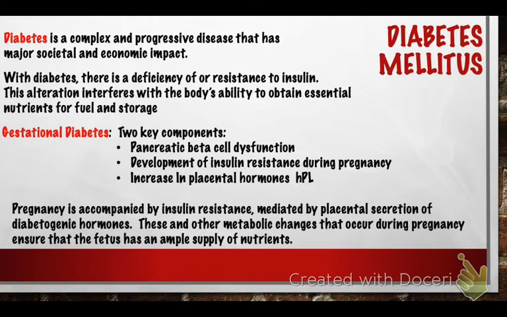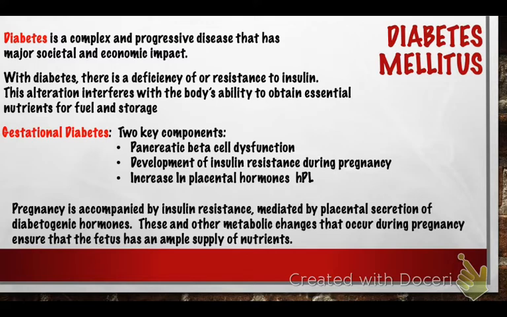Okay, so diabetes is a complex and progressive disease that has major societal and economic impact. A reduced sensitivity to insulin in the liver, muscle, and adipose tissue, and a progressive decline in pancreatic beta cell function is basically what leads to the impaired insulin secretion, which eventually results in hyperglycemia, which is the hallmark of diabetes. Now, with insulin, there is a deficiency of or a resistance to insulin. This alteration interferes with the body's ability to obtain nutrients for fuel and storage.